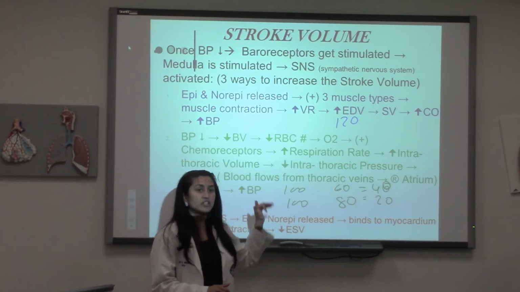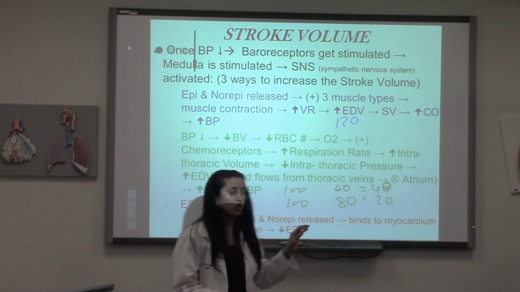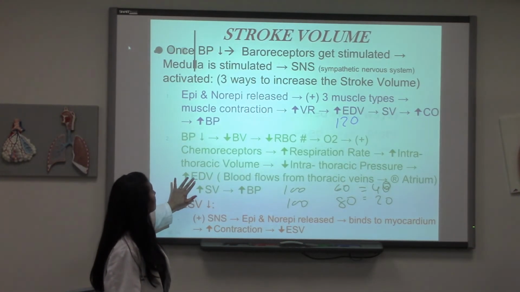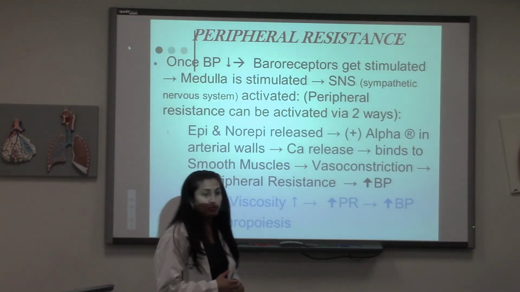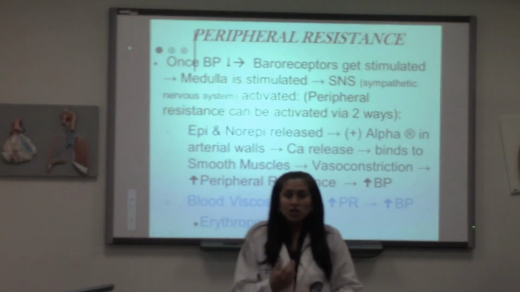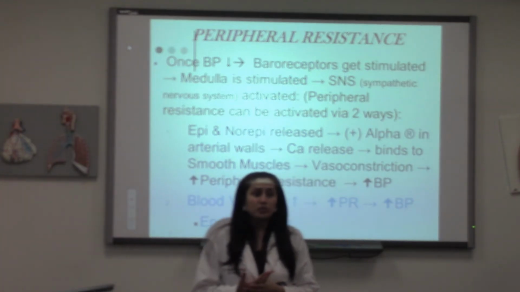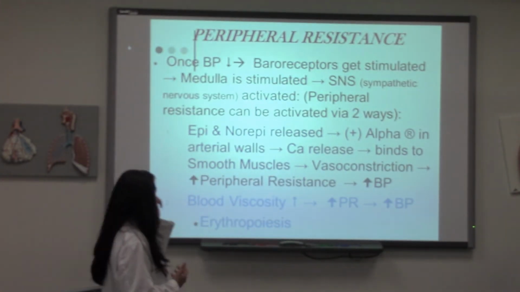Stroke volume is the hardest one to memorize. Okay? This is the most complicated one. Okay, peripheral resistance. There's two ways to increase your peripheral resistance. Okay?